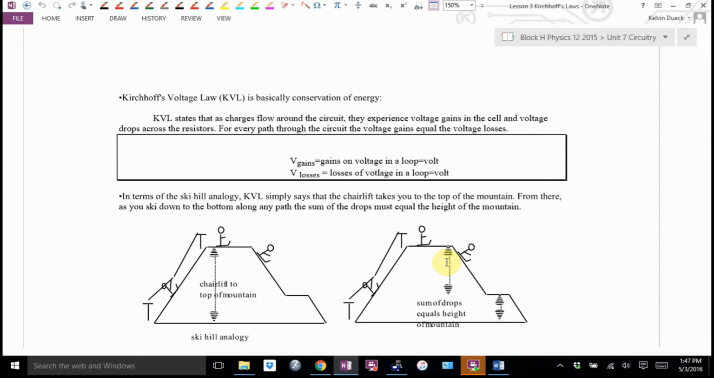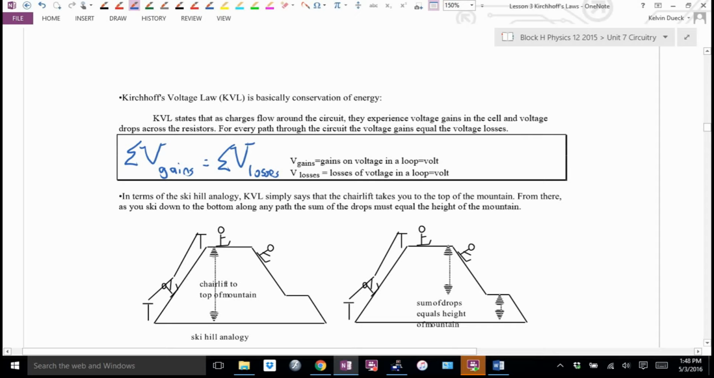This is what it says. In my ski hill analogy, it says this: if you ski around any section of the mountain and you end up back where you started from, you must have started and ended at the same height. If you ended up back where you started from, you must have started and ended at the same voltage. Any height you gained, you must have lost to get back where you started from, or any height that you lost, you must have gained back if you've ended up at the same location on the mountain. Mathematically, we write it this way: the sum of all the voltage gains has to equal the sum of all the voltage losses.